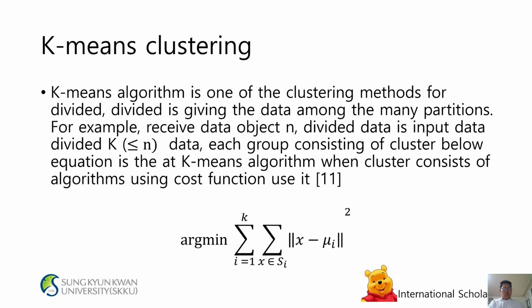Association, bigger dataset, reducing dataset. K-means clustering. The k-means algorithm is one of the clustering methods for dividing, that is, giving the data among the main partitions. For example, receive data objects and divide the input data into k groups, with each group consisting of a cluster. The below equation is the k-means algorithm, using a cost function.